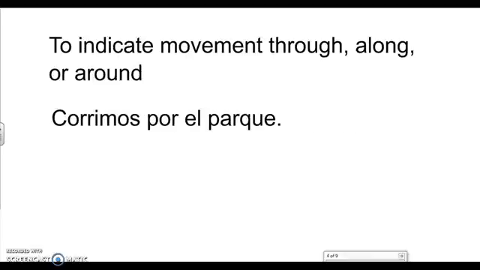We also use por to indicate movement through, along, or around. Corrimos por el parque. We ran through the park.